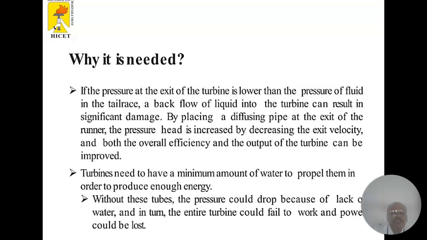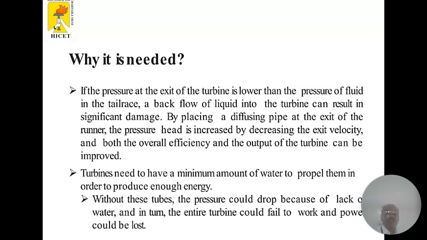Next, why is it needed? What is the purpose of the draft tube? If the pressure at the exit of the turbine is lower than the pressure of the fluid in the tail race, a backflow of liquid into the turbine can result in significant damage. By placing a diffuser pipe at the exit of the runner, the pressure is increased by decreasing the exit velocity, and therefore the overall efficiency and output of the turbine can be improved.